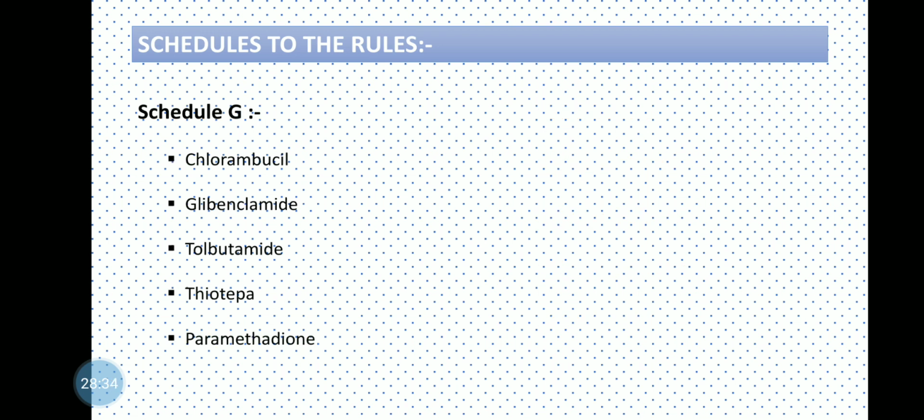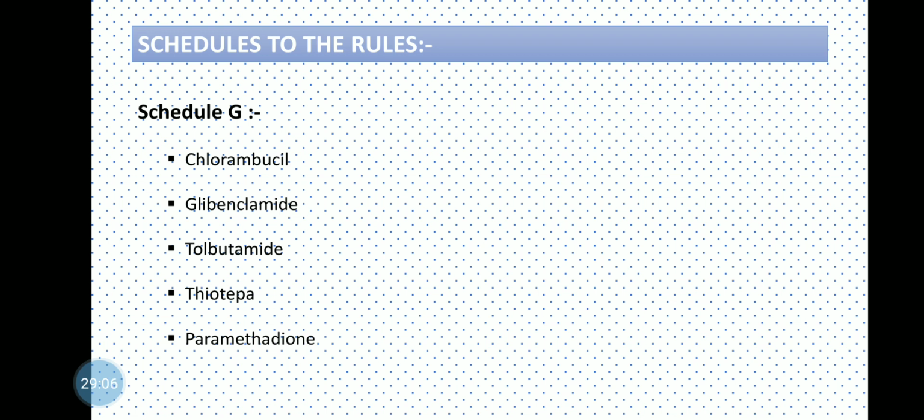Then next comes Schedule G. In Schedule G, a list of drugs is given. This list of drugs is to be taken under the supervision of a registered medical practitioner only. The drugs specified in Schedule G should be taken by a patient under the supervision of a registered medical practitioner only.